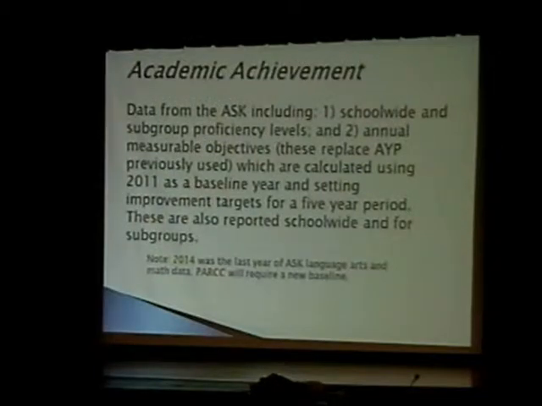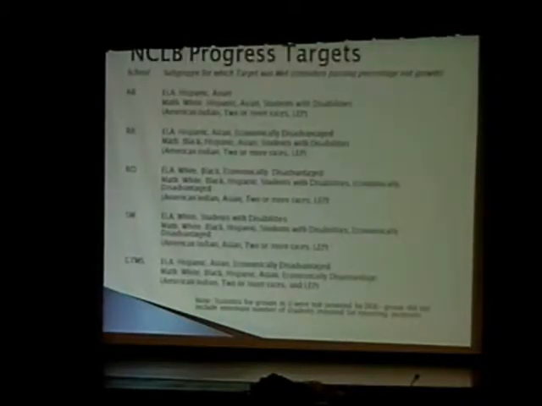I should note that for these pieces of the presentation, last year, and that's what this data is, the spring 2014 administration of ASK. Last year was the last year of ASK, and this year we moved to PARCC. So for this piece of the report, the baseline will be set again based on this year's tests. So we have these NCLB progress targets, and for each school, for language arts and math, it shows which subgroups met the target, and in parentheses are the subgroups that did not have enough students for that subgroup to count.